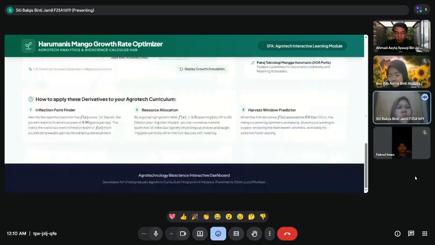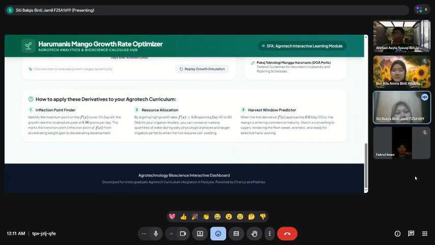In conclusion, how do we apply this derivative practically to an agrotech curriculum or real-world farming? We focus on 3 core applications. Number 1, inflection point finder. By identifying the maximum point on the f'(x) curve, which hits its absolute peak at 8.00 grams per day on day 60, we mark the exact transition point where the fruit shifts from accelerating weight gain to decelerating development.